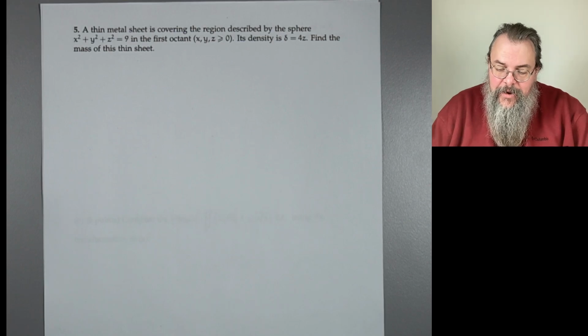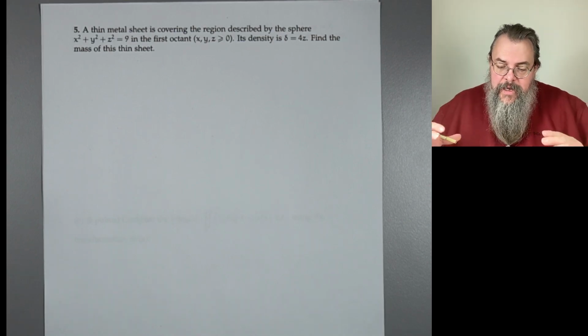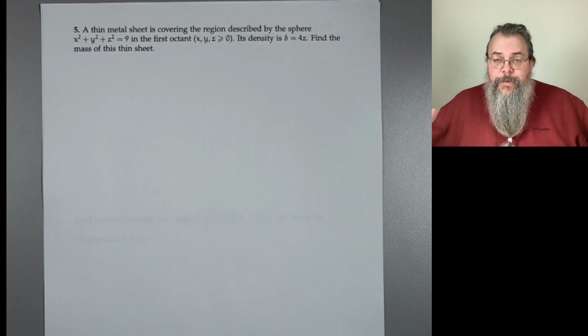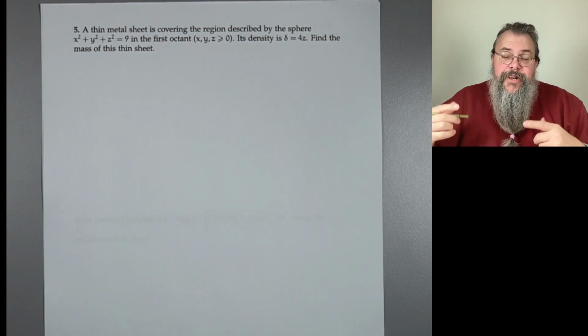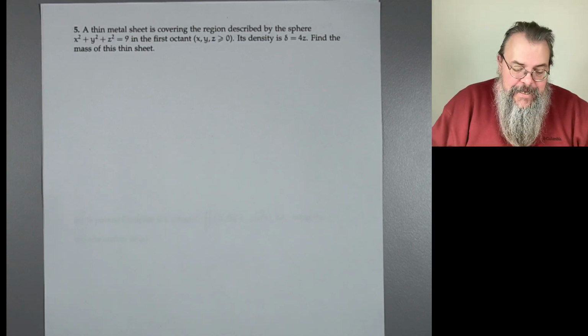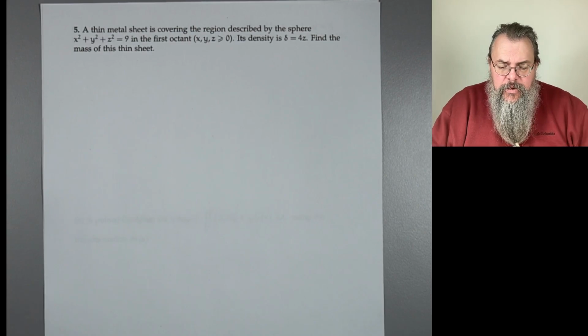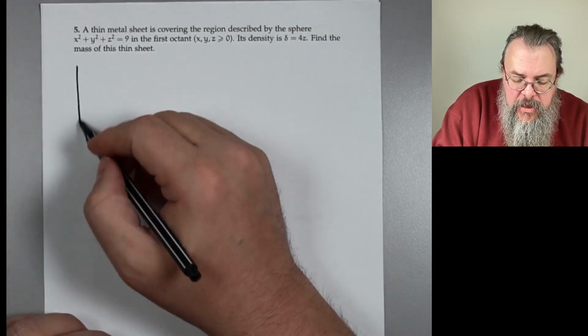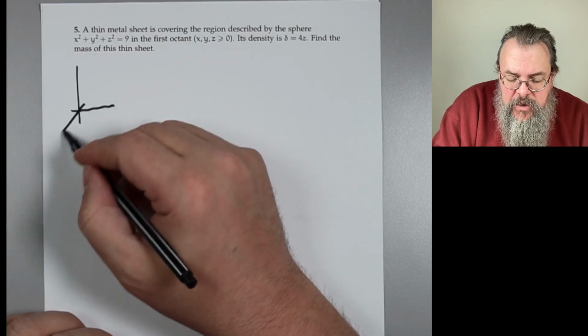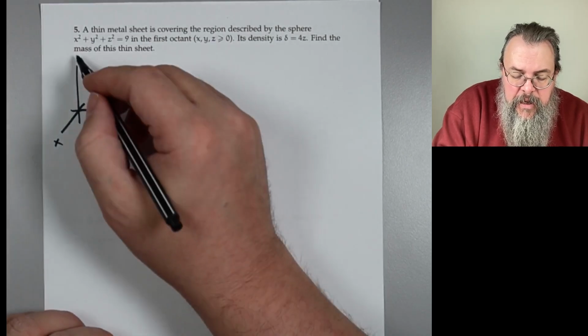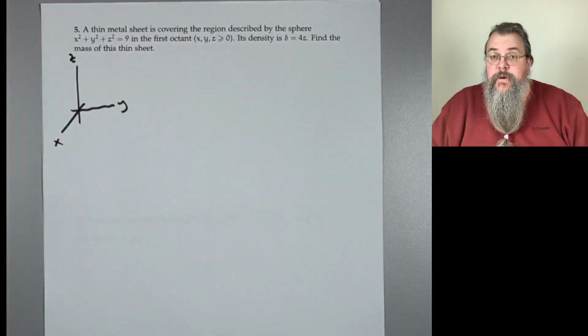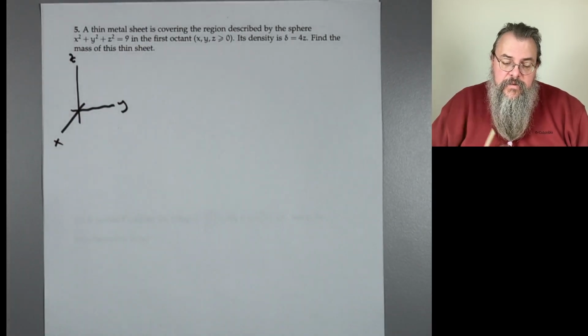Okay, now, what do we have? Well, we don't have a whole sphere. We have a piece of a sphere. In particular, we have 1/8 of the sphere. And so we can do a really quick sketch. I don't know if we need to, but okay. So we have our x, y, z, and x squared plus y squared plus z squared equals 9. That says it's a sphere of radius 3.